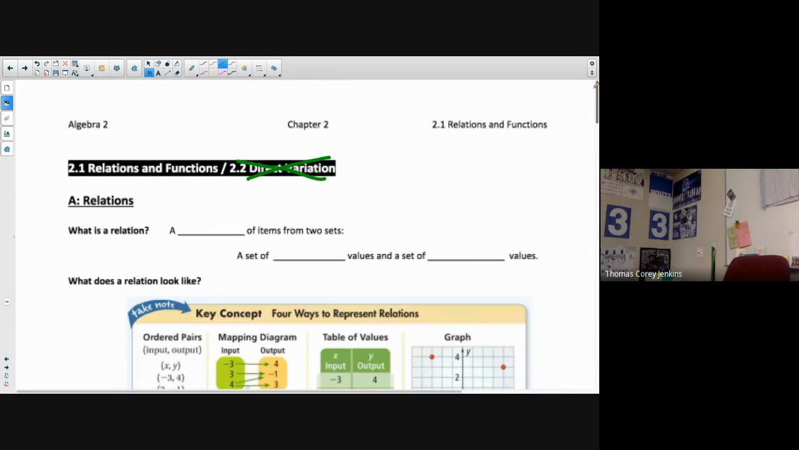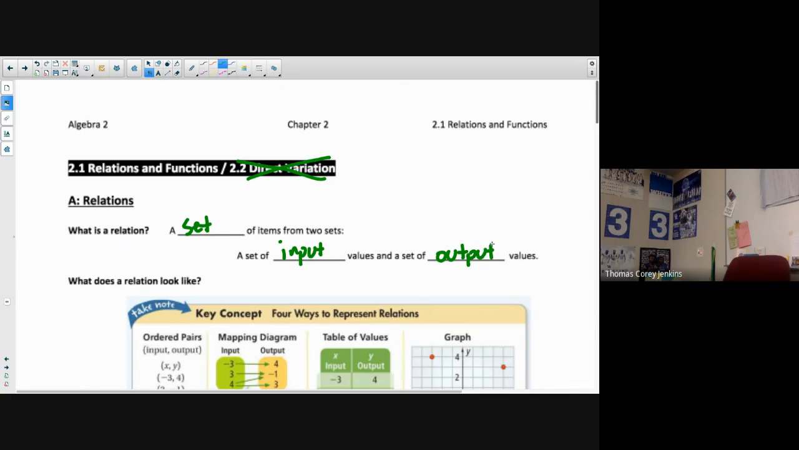What is a relation? A relation is a set of items from two sets: a set of input values and a set of output values.